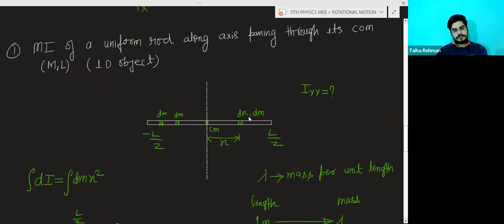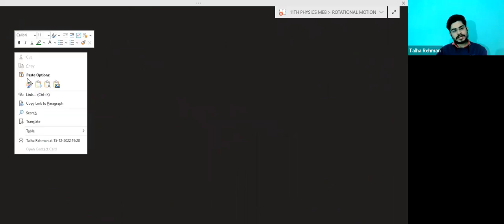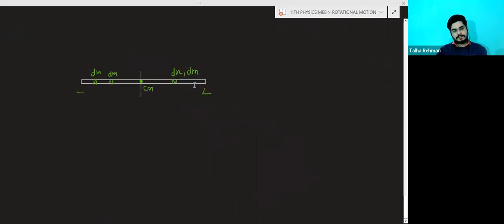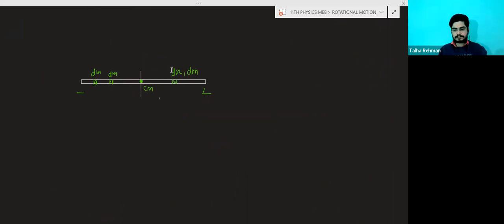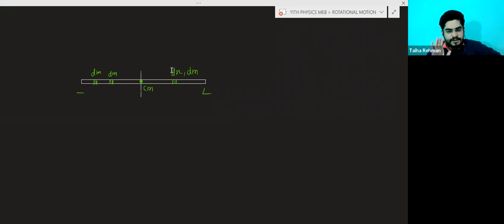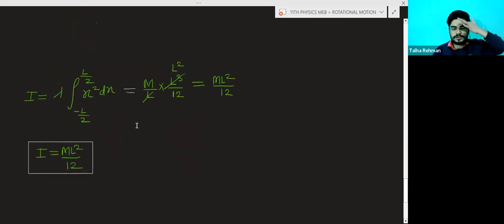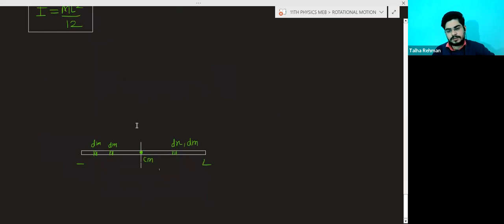Suppose you have the same rod. The main thing here is to calculate the moment of inertia. But in your exam, I am not talking about the competitive exam, just the normal CBSE exam, they will only ask you the simple moment of inertia calculation. And sometimes you should also know the moment of inertia of a rod through an axis passing through the center of mass.